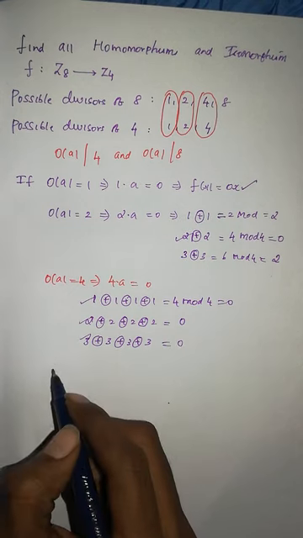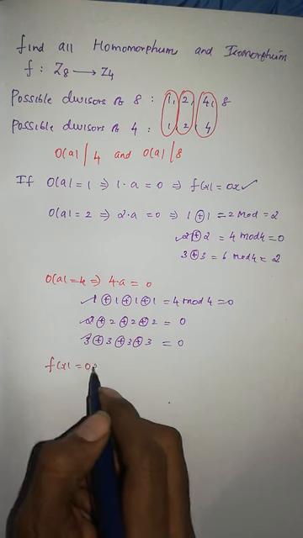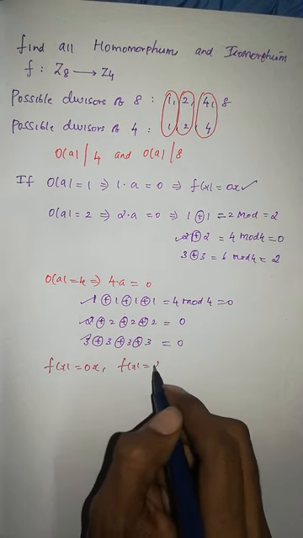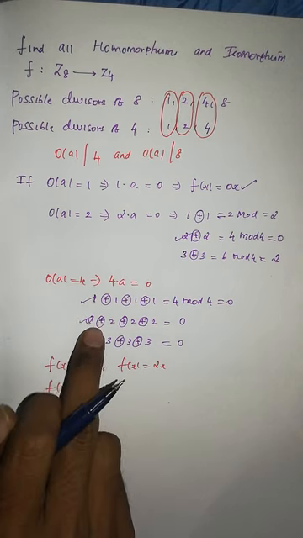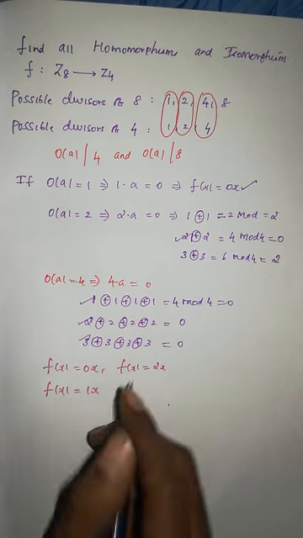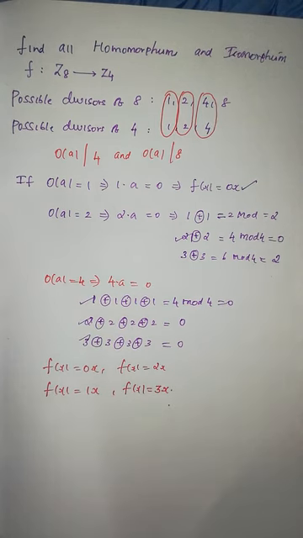So here we have 4 homomorphisms, which are f of x is equal to 0x, f of x is equal to 2x, f of x is equal to 1x, and f of x is equal to 3x; 2x we already have, so we don't need to write it again. So these are the 4 homomorphisms from Z8 to Z4. When you see the definition, that is f of A star B is equal to f of A into f of B, these are the 4 functions which satisfy that condition given in the definition.